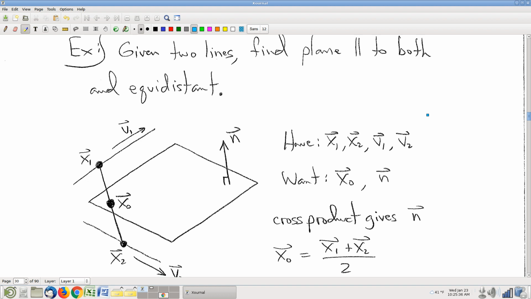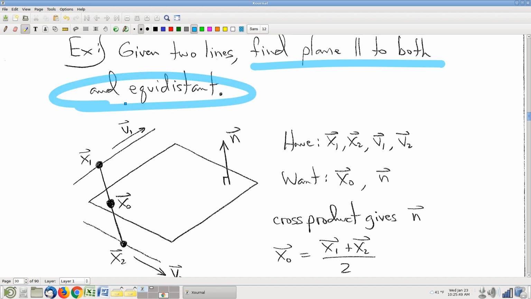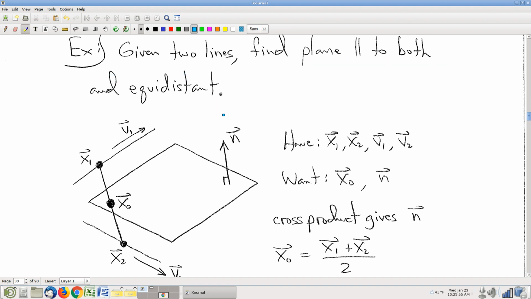Given two lines, find the plane that's parallel to both. Now, wait a second. Given two lines, there's lots of planes that are parallel to both of those lines. I want to find the one that's parallel to both and equally distant from both lines. All right, so this is a little bit of a tricky move here.